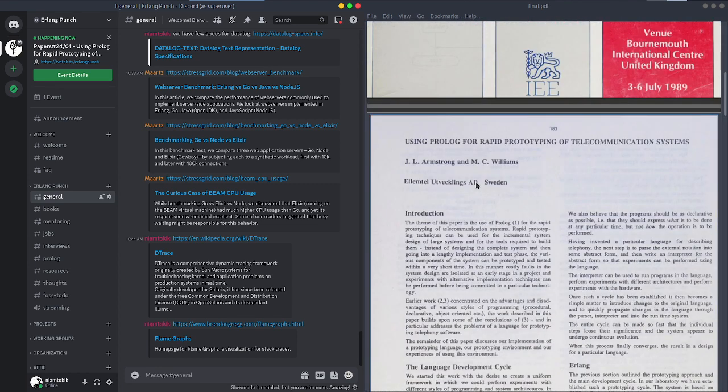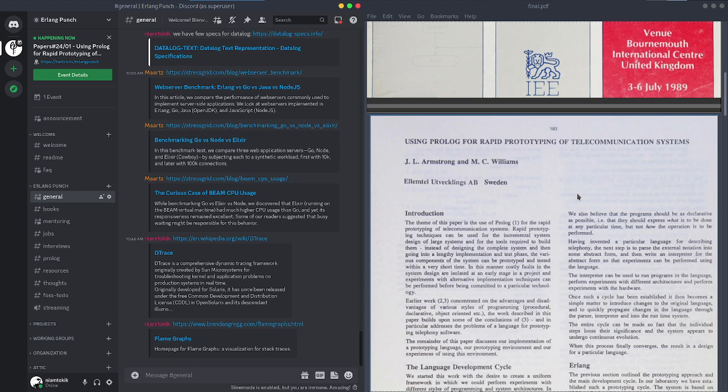So, the title of this paper is Using Prolog for Rapid Prototyping of Telecommunication Systems. And the authors are Joe Armstrong and Mike C. Williams. I think those are the main original authors of Erlang. And this document has been created at Ellemtel Utvecklings in Sweden.